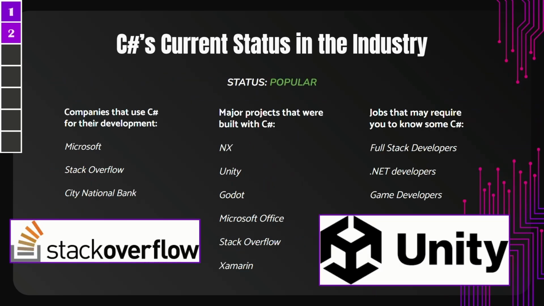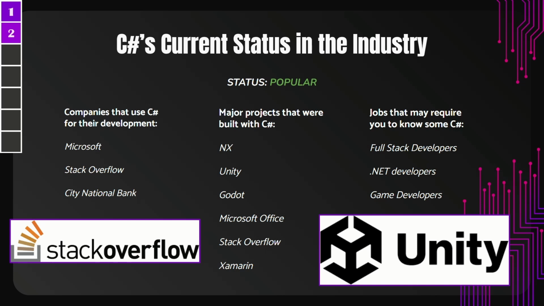C Sharp's current status in the industry is very popular. Companies that were developed using C Sharp include Microsoft, they made it. Stack Overflow was not only made using C Sharp, but uses C Sharp in both the front end and back end. And City National Bank. Major projects that were built with C Sharp include Unity and Godot, pretty much anything that uses game development. Xamarin as well makes apps and games for phones. And Microsoft Office, as we said before with Microsoft.